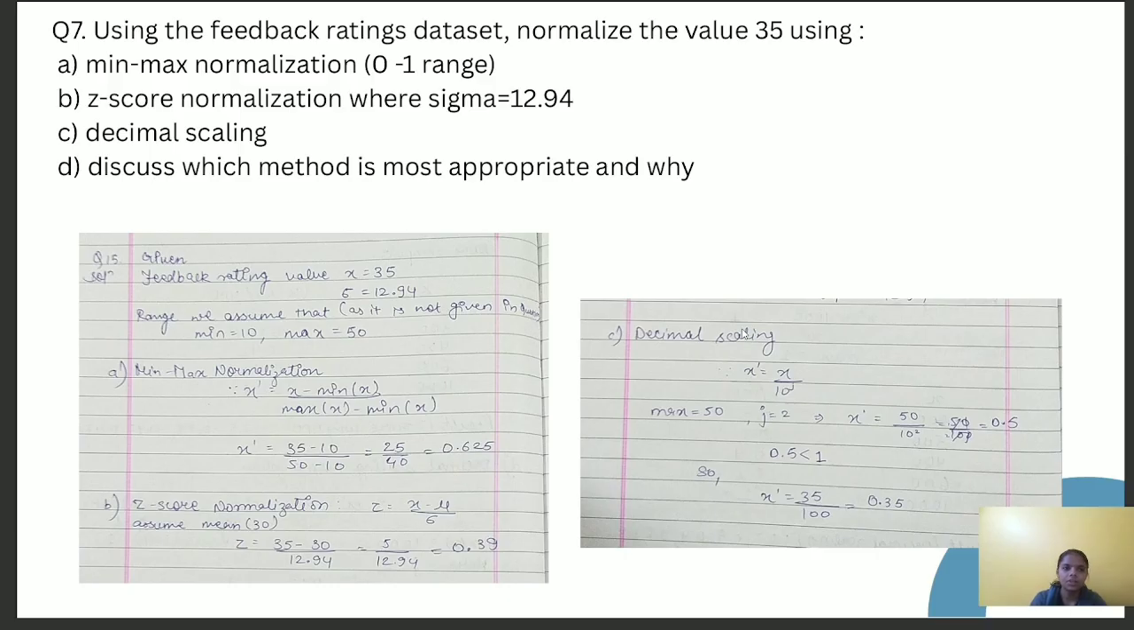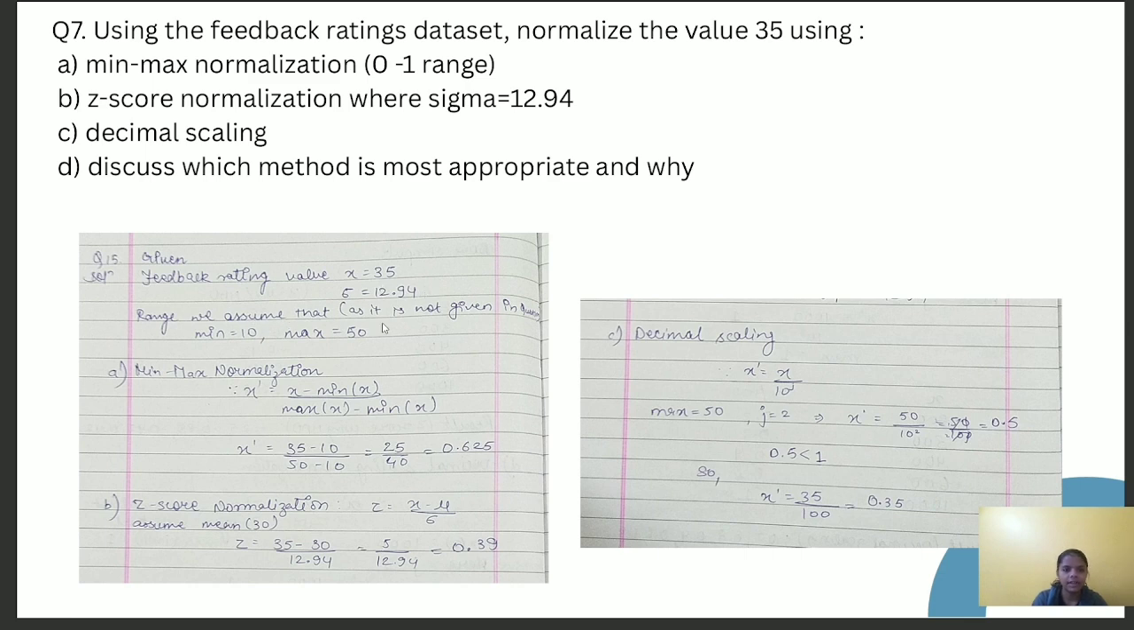Now the next question: using the feedback rating dataset, normalize the value 35 using min-max normalization. The range is given between 0 to 1. Then z-score normalization, where sigma is equal to 12.94. In the third part, we have to find the decimal scaling, and the last, discuss which method is most appropriate and why. Now the feedback rating value is where x is given as 35 and sigma is also given.